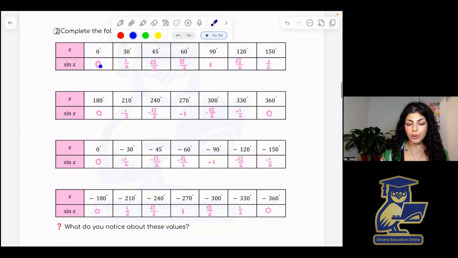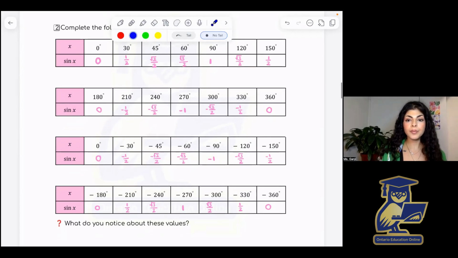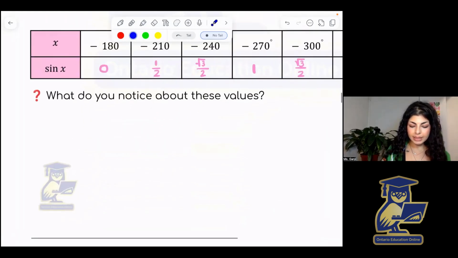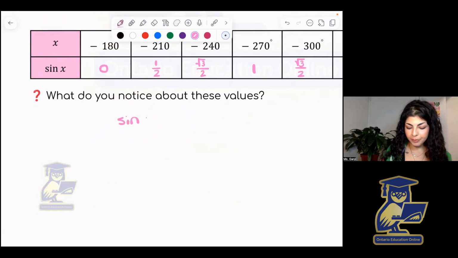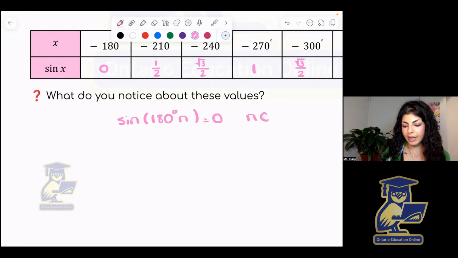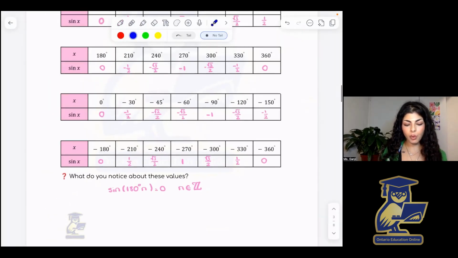So first, we notice that with 0, 180, and 360 degrees, which are the x-intercepts, and again 0, negative 180, and negative 360, these will always be equal to 0. So any multiple of 180 degrees is going to be equal to 0. We can generalize this. We write sine of 180 degrees times n is equal to 0 for n in the set of integers. So consider when n is 1, we have 180 degrees.